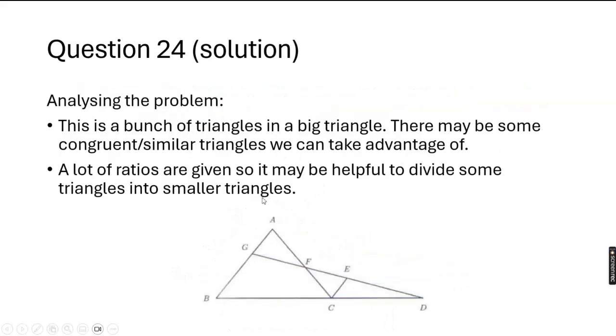How do we do this problem? There's a bunch of smaller triangles in one big triangle, and there may be some congruent and similar triangles that we can take advantage of. A lot of ratios are given, so it may be helpful to divide some triangles into smaller triangles.